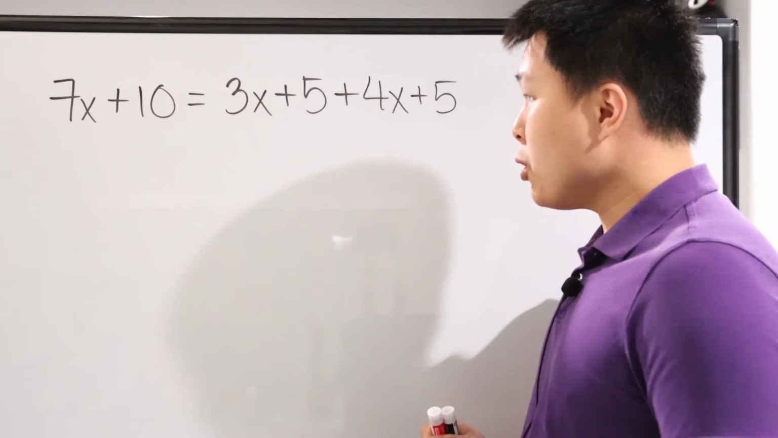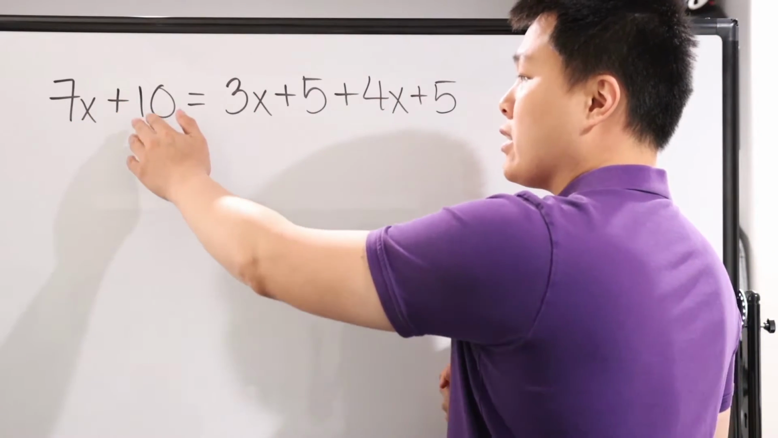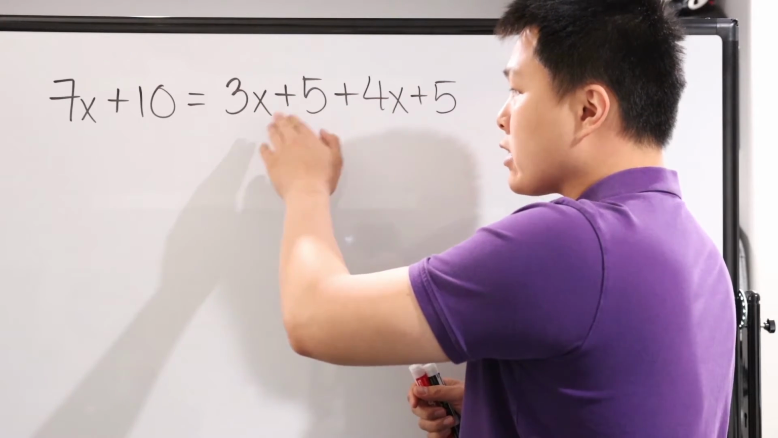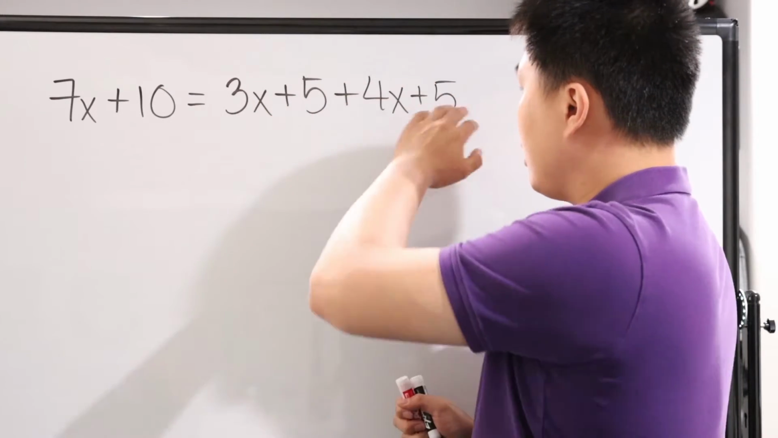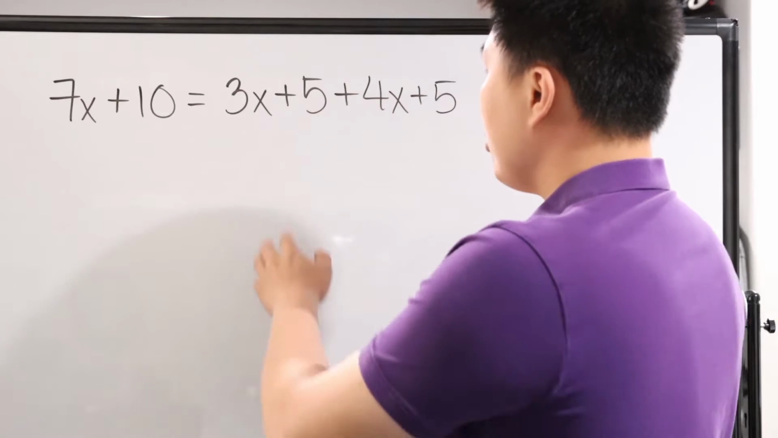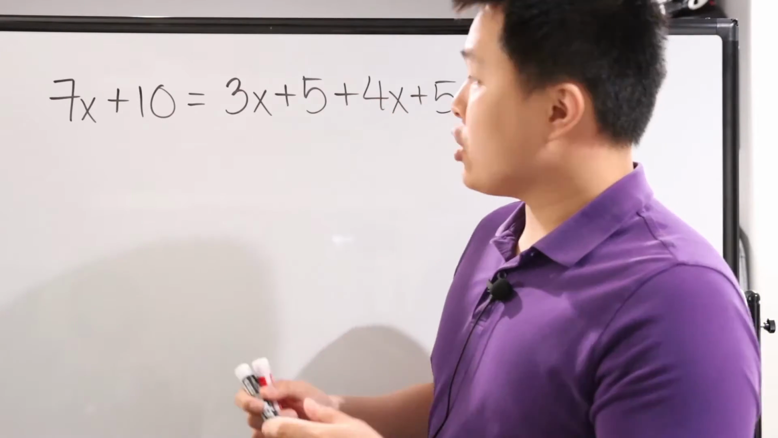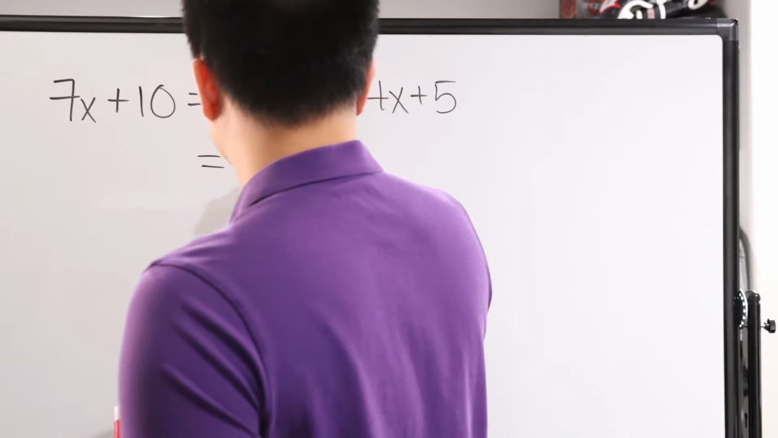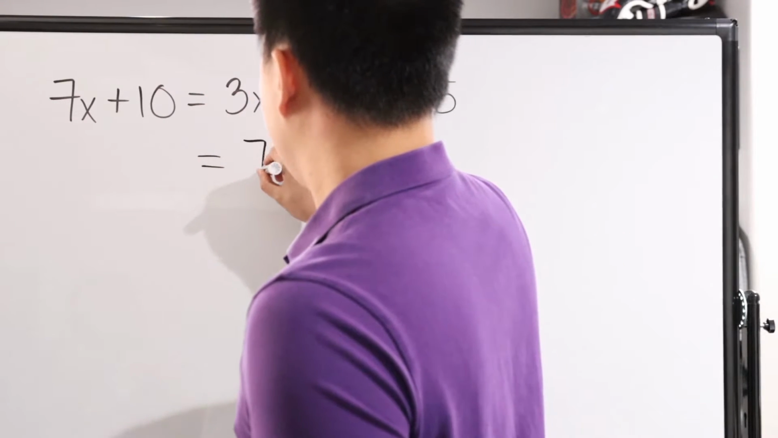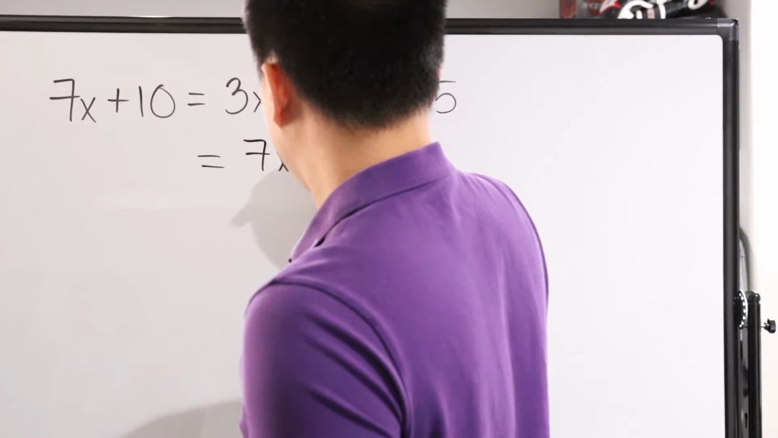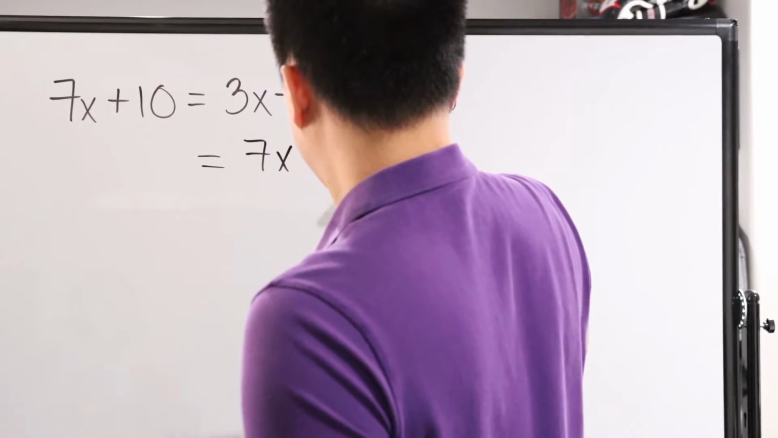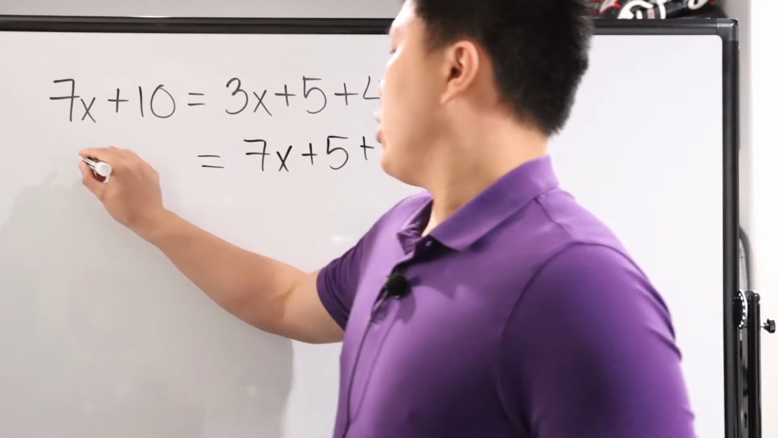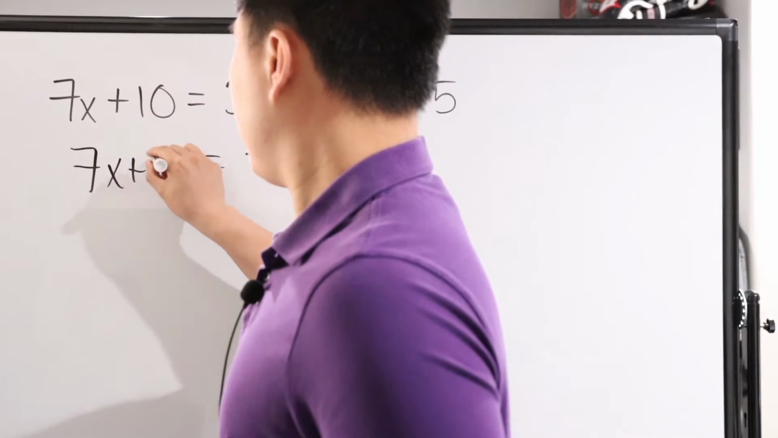All right, so for the third problem, we have this one: 7x plus 10 equals 3x plus 5 plus 4x plus 5. Well, here we have 3x and 4x. Let's just combine like terms. Everything's going to still be the same except 3x plus 4x is now 7x, plus 5 plus 5. There we go. Okay, and then here we have 7x plus 10.